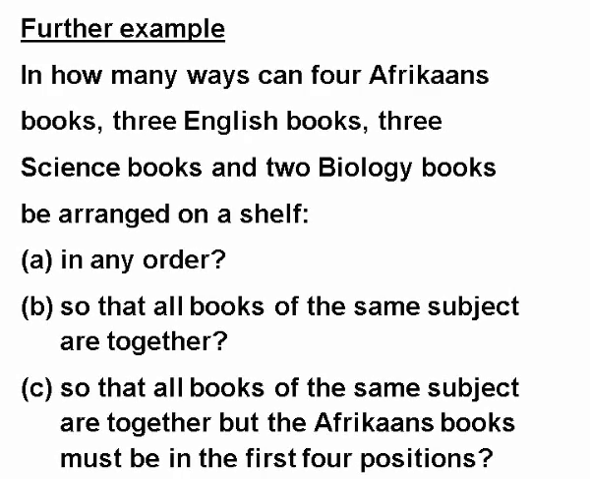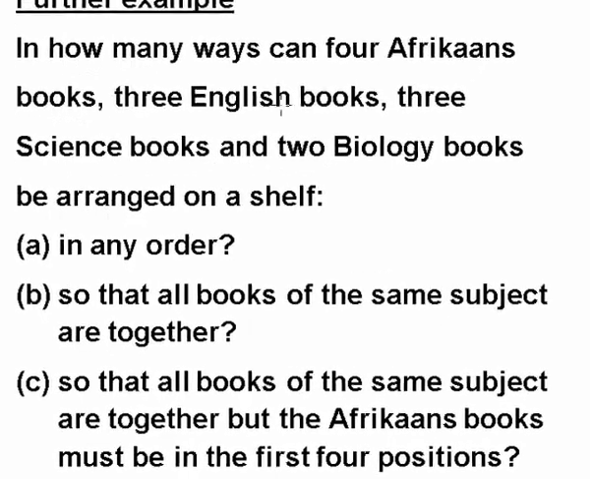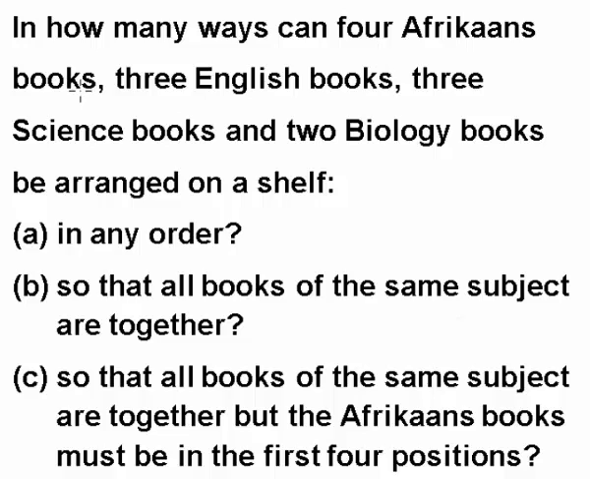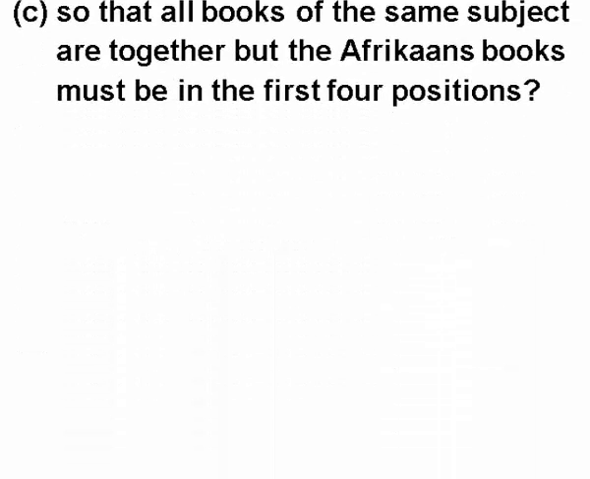Okay, grade 12s, let's look at a further example. In how many ways can 4 Afrikaans books, 3 English books, 3 science books, and 2 biology books be arranged on a shelf in any order we like? Okay, now have a look at this.